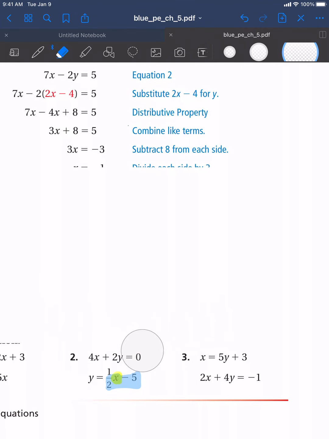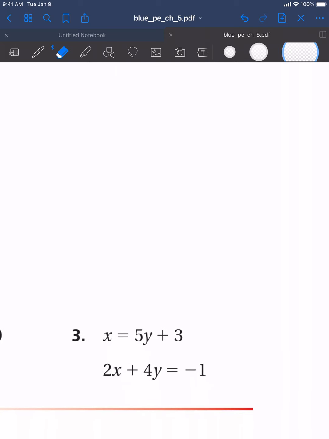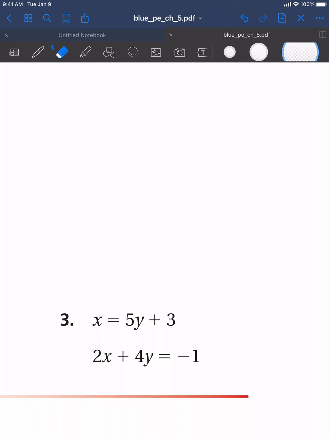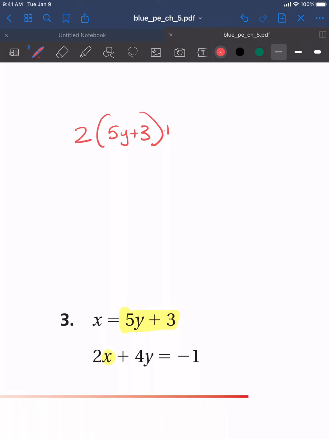Now number 3 is a little different than all the other ones we've done, and you'll probably see why right away. What variable's by itself already? X. We're so used to y being by itself, but it's okay if x is by itself. It's just saying that x is this. Put it in for x. So 2 times (5y plus 3) plus 4y equals negative 1.